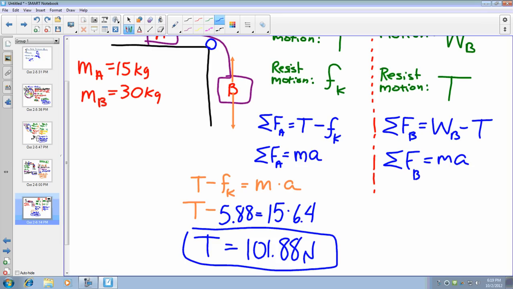And what you'll find is regardless of whether you did block A or block B, you're going to get the same tension value, because the tension for A is going to be equal to the tension for B in both situations. And really it's the tension overall. You don't even have to write this A and B. It's the tension in both scenarios.